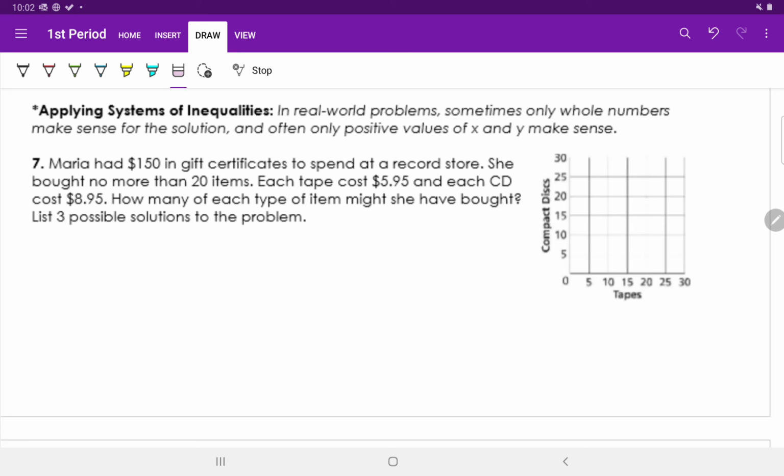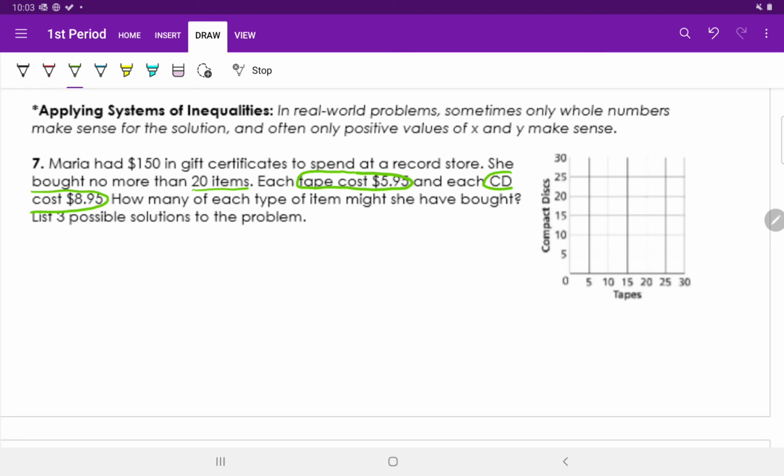In this example, Maria had $150 in gift certificates to spend at a record store. She bought no more than 20 items. Those items might consist of tapes or CDs. So tapes cost $5.95 and CDs cost $8.95. How many of each type of item might she have bought?